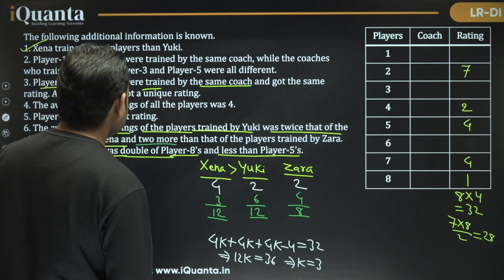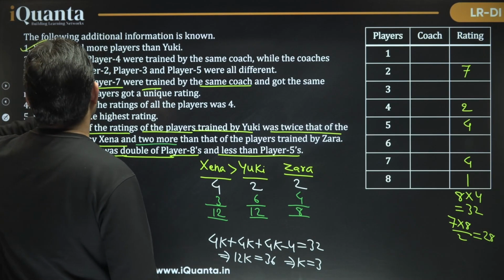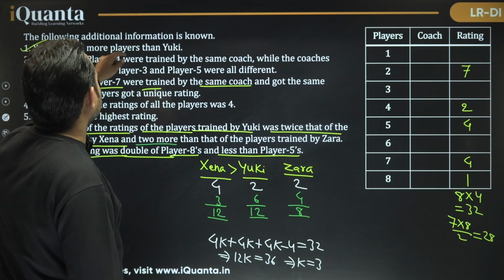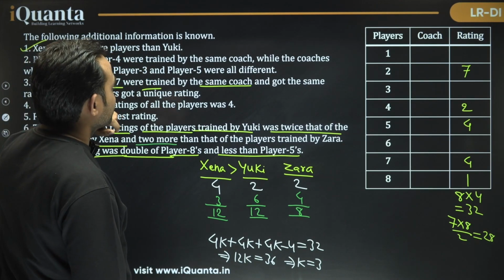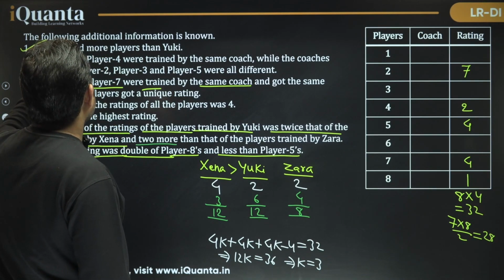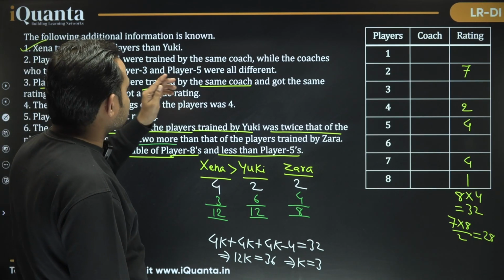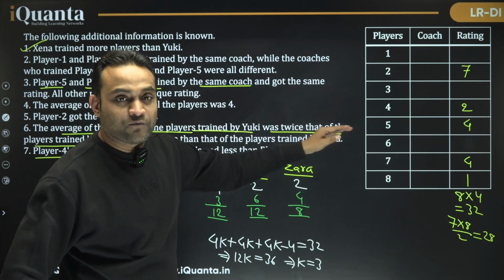Now, let's go to the first information again. Zena trained more players than Yuki, which is correct. Player 1 and player 4 were trained by the same coach. Player 1 and player 4.